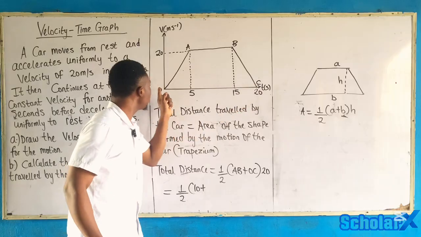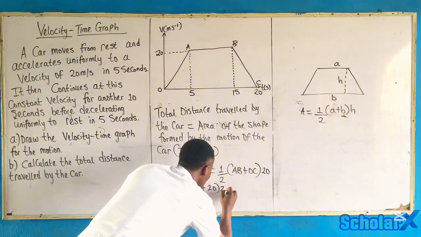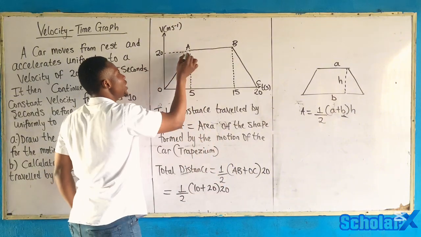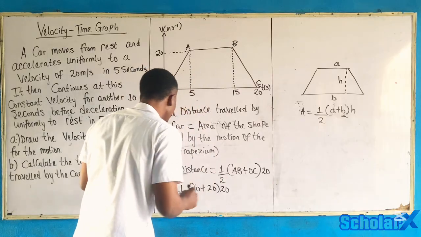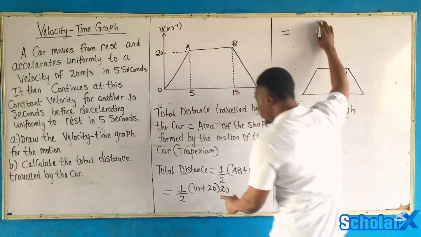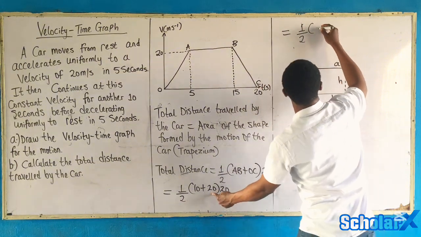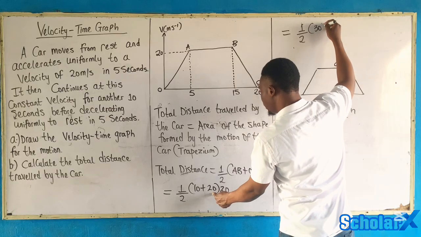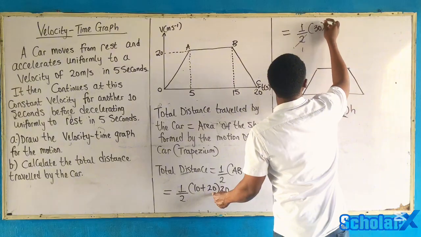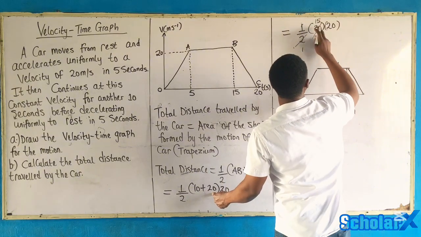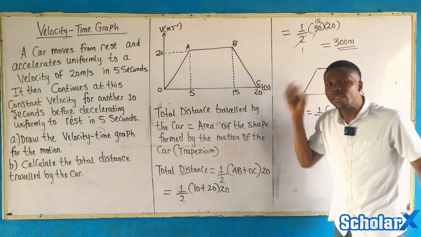What is OC? The whole of OC is 20, multiplied by 20, which is our height, the distance from here to here. Now it becomes that the total distance will be equal to half into bracket 10 plus 20, which gives us 30, multiplied by 20. Now, 2 goes into 30 fifteen times, so 15 times 20 will give us 300 meters. All right? 300 meters.